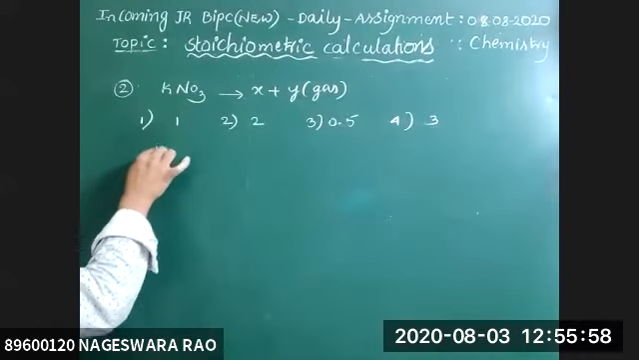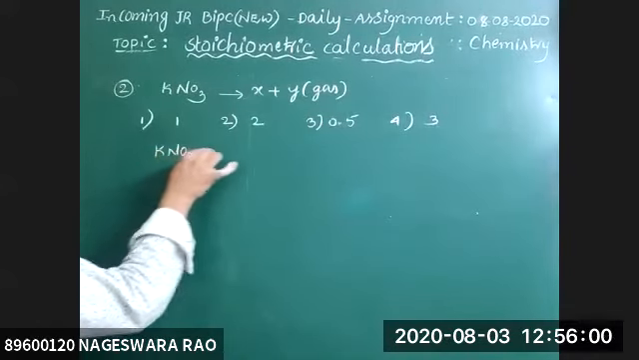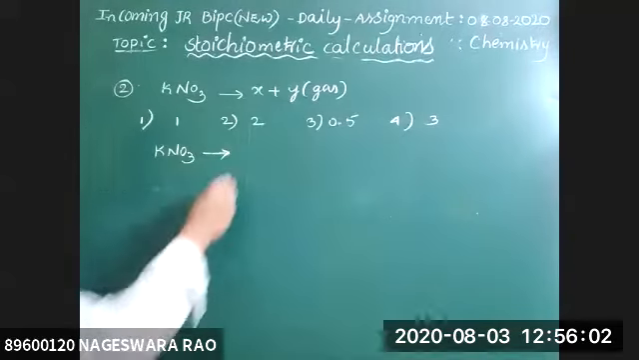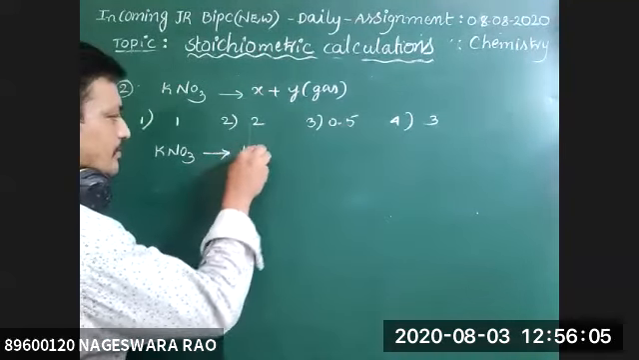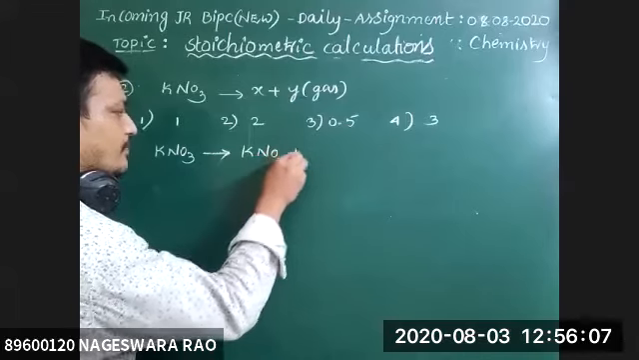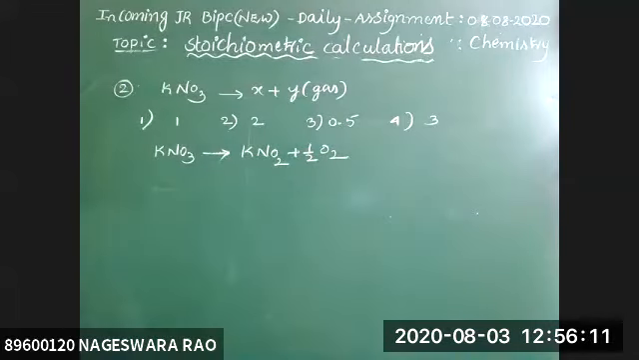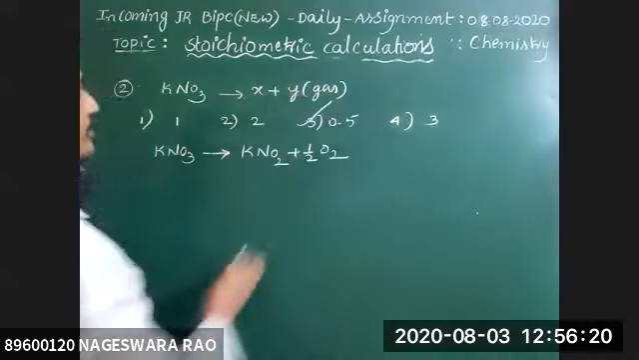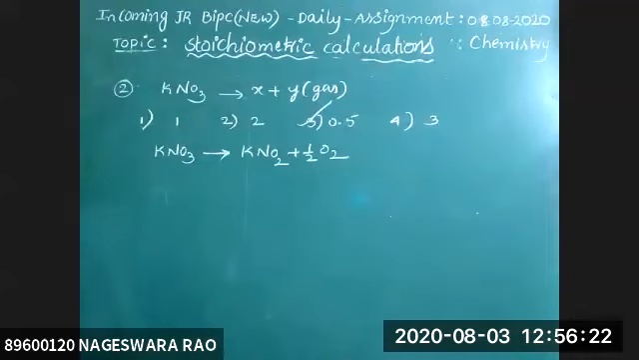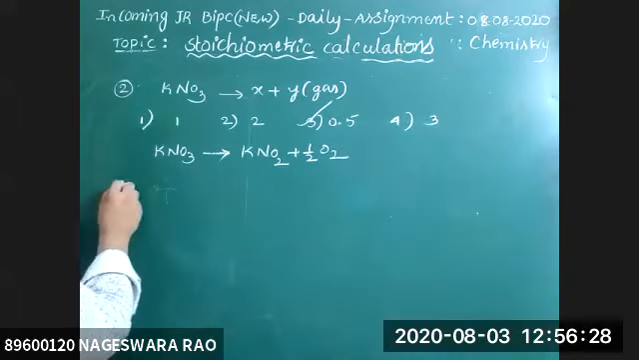So here KNO3 decomposes to KNO2 plus half O2. So how many moles of O2 are formed in this reaction, students? Half mole of O2 is formed. O2 is the gas Y. Half mole. Next, question number 3.